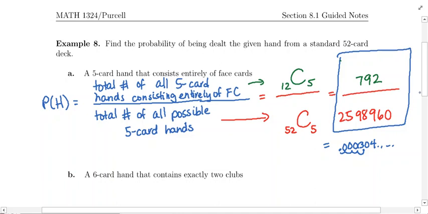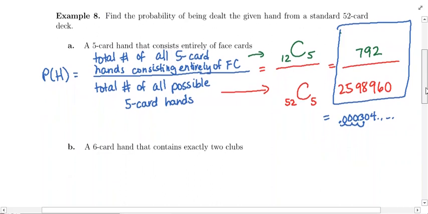You're still going to do the same thing. To figure out the probability of being dealt such a hand, your denominator is going to be the total number of all possible hands of that size, and then the numerator is going to be the total number of all hands of that size that meet the criteria you're looking at. All right, so let's take a look at part B.